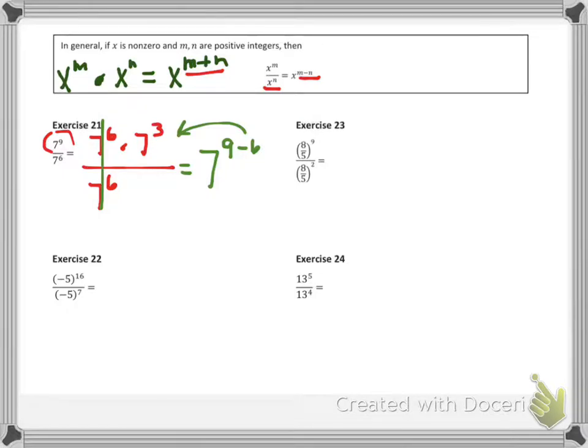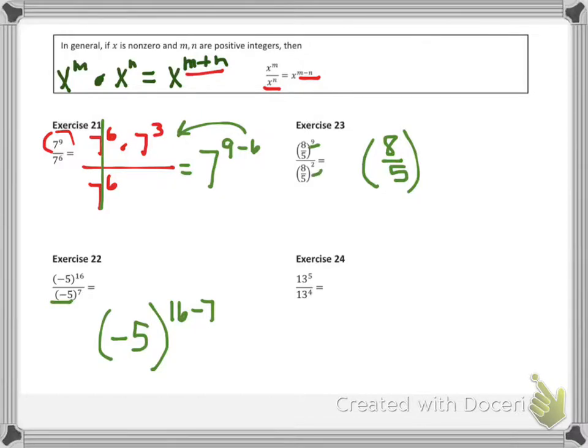So we see here that -5 is the same base, and then we're going to subtract exponents. So this would be 16 minus 7. And for exercise 23, I've got 8/5. Got to use parentheses because it's a fraction. And then I subtract these exponents, so it's 9 minus 2. 8/5 to the 9 minus 2 is going to be 8/5 to the 7th power. And then here I've got 13 as my base, and I'm going to subtract 5 minus 4 for my exponent.